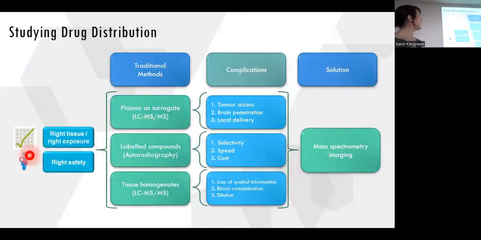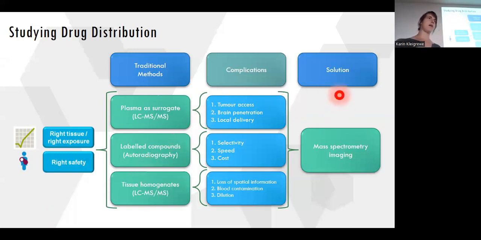Traditionally, the methods to study drug distribution use plasma as a surrogate, and tissue homogenates to look at the drug amount in there. Those are all done using LC-MS methods generally. Or, once your drug is a bit further down the pipeline, they would start synthesizing radio-labeled compounds. This is not done for every compound, obviously, because it's expensive and lots of work. But once you settle on a certain type of compound, they would then start to synthesize those radio-labeled compounds as well. But there are complications here.